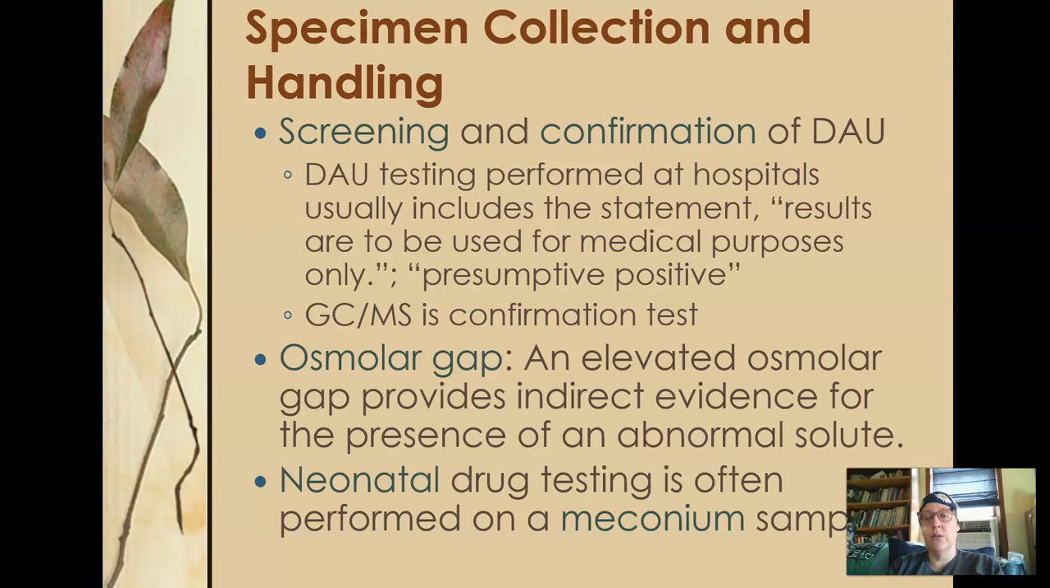You can also do neonatal drug testing, and that is often performed on a meconium sample. The meconium is the first bowel movement of the baby, and sometimes that can't be obtained. If that can't be obtained, they can get a urine sample on a little baby for drug testing.